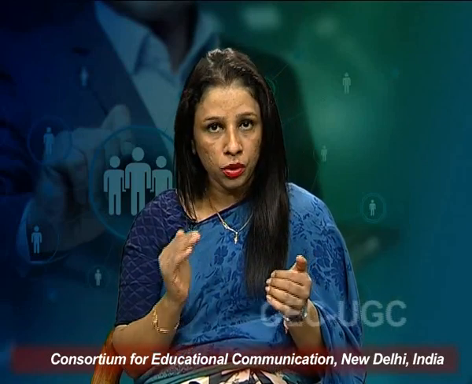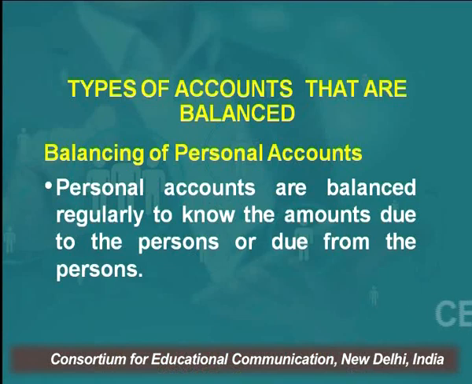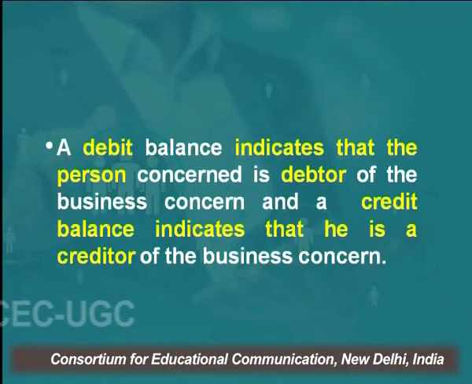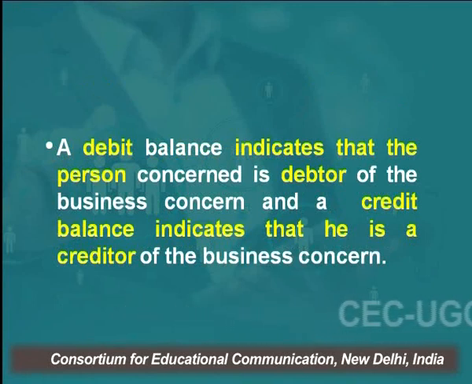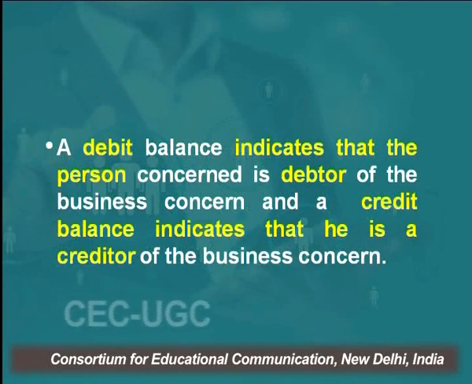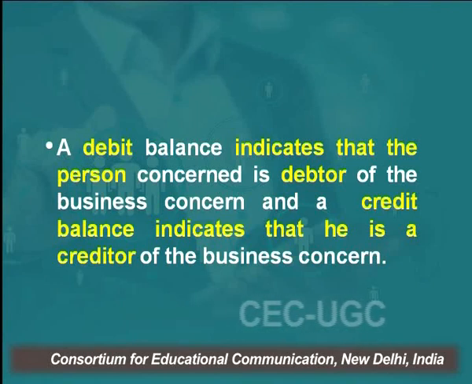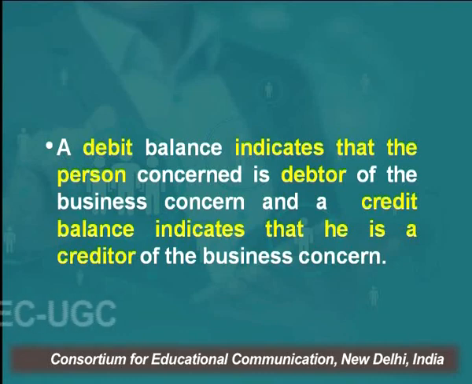Let's start with the first one, that is balancing of the personal account. Personal accounts are balanced regularly to know the amount due to the person or due from the person. A debit balance indicates that the person concerned is a debtor. For example, if there is a debit balance of any personal account, then that debit balance indicates that the concerned person is a debtor. And if there is a credit balance of any personal account, that balance indicates that the concerned person is a creditor of the business concern.